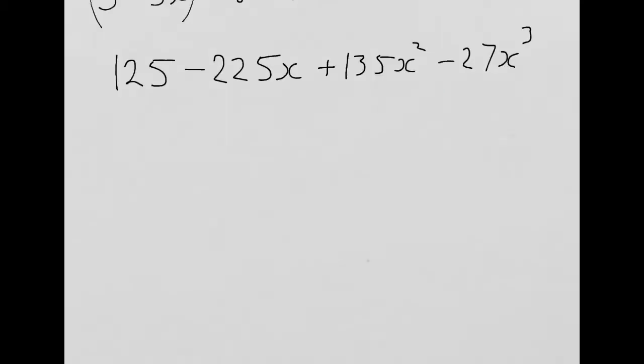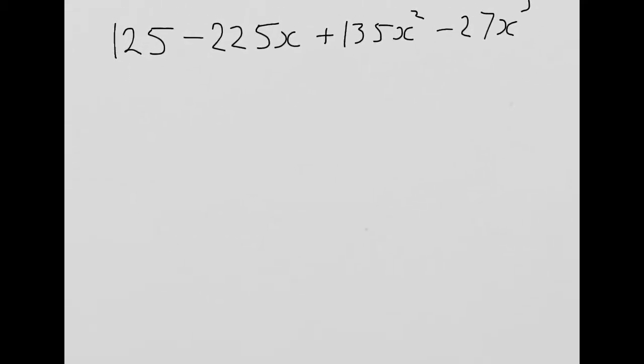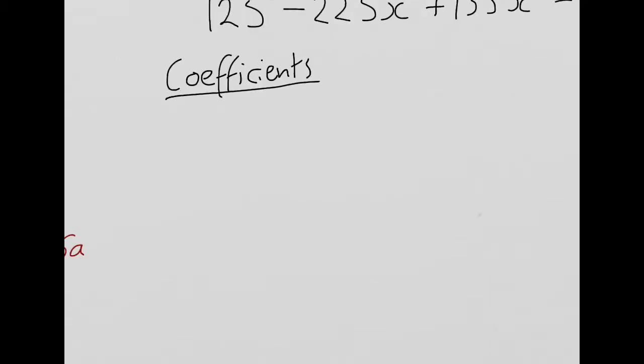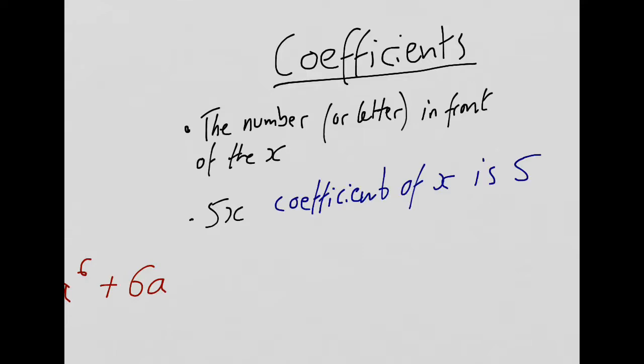Okay, before we move on to our last method, which is the binomial theorem, I just want to talk about coefficients. Exam papers love asking about coefficients, and there's two kinds of past paper questions I just want to go through very quickly. So, coefficients are the number or the thing, it could have a letter in it, in front of the x. For example, if we had 5x, the coefficient of x is 5. If we had 125kx cubed, then the coefficient of x cubed is going to be 125k.